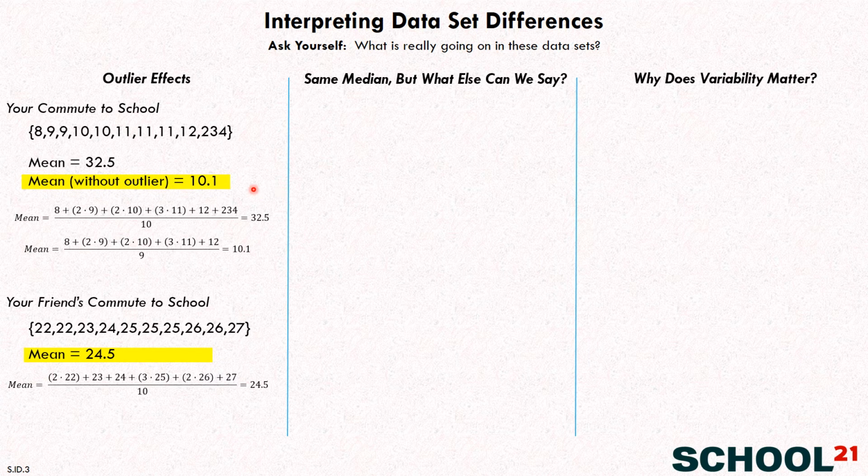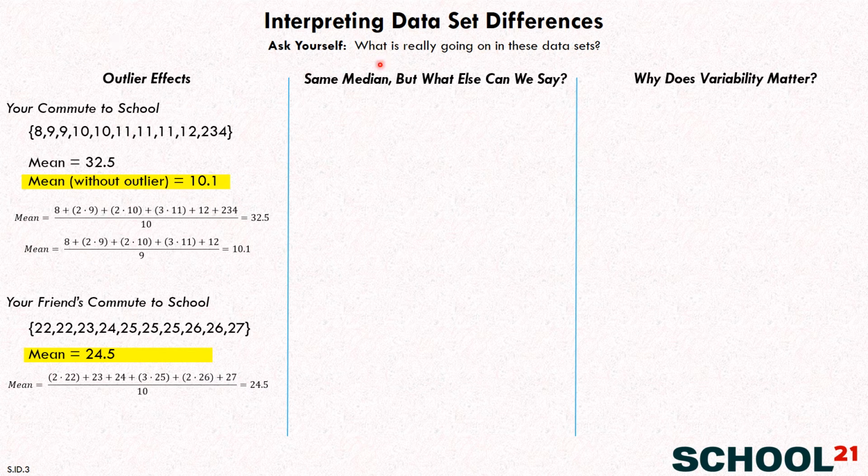We should be comparing the means without outliers. There aren't any outliers down here. And when we compare those, then who gets to school more quickly usually? You or your friend? I do. You do, right? In about 10.1 minutes on average, right? Right. Okay, good. So that's outliers.